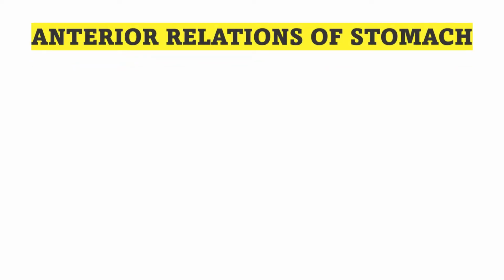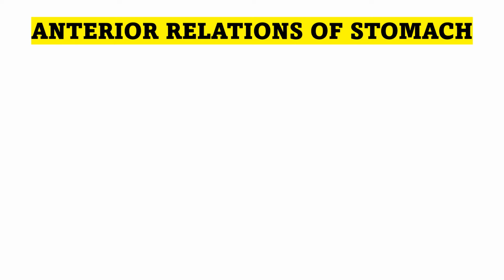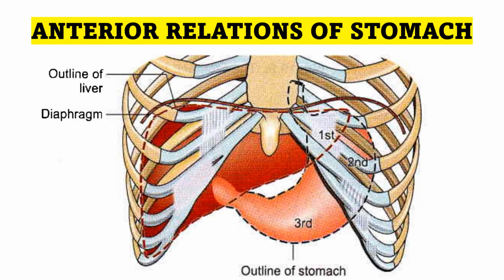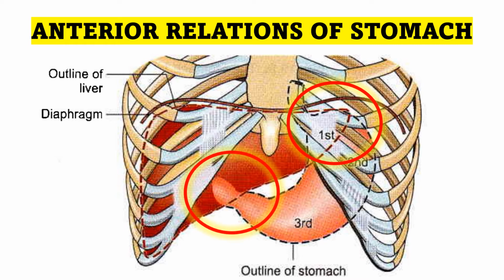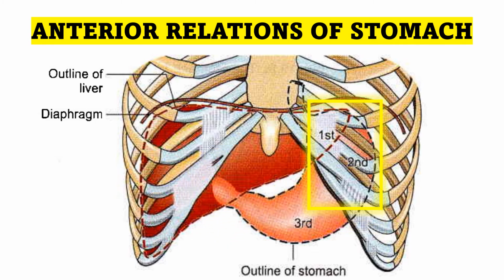Moving on to visceral relations of stomach. First, we're going to look at anterior relation, which means we're going to look at the relations of anterior superior surface. On the right side of the surface, it is related to the left lobe of liver, and near to the pylorus, to the quadrate lobe of the liver. The left half of the surface is related to diaphragm and the rib cage. The lower part of the surface is associated with the anterior abdominal wall.